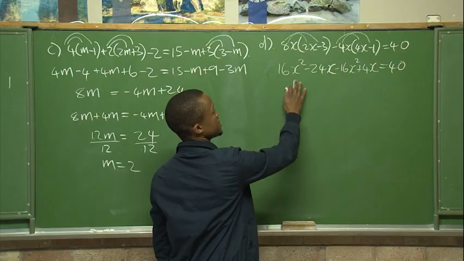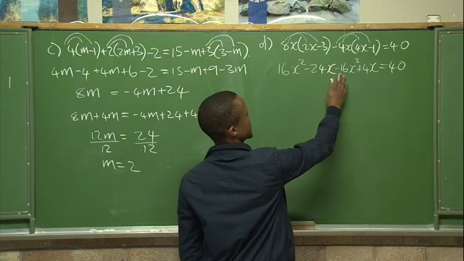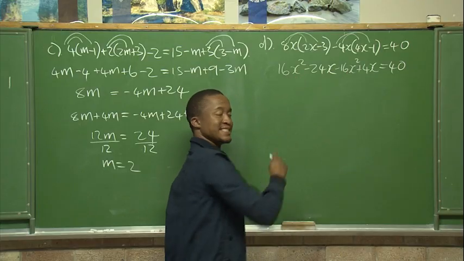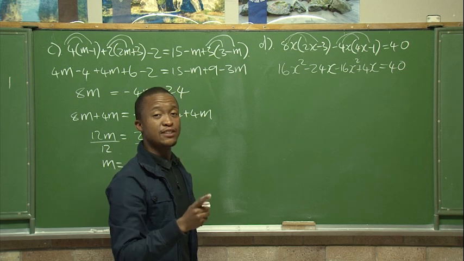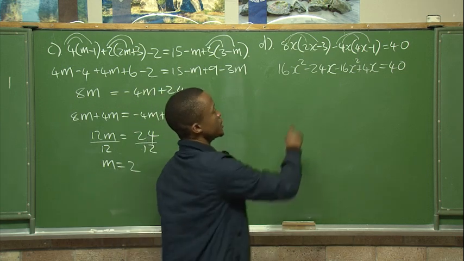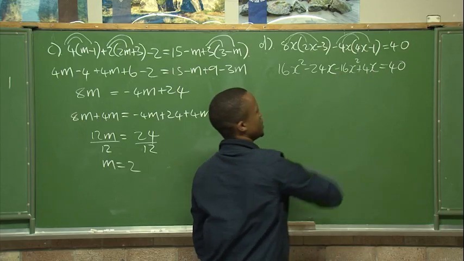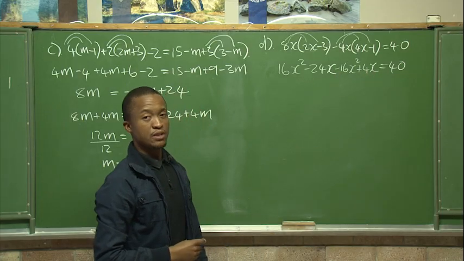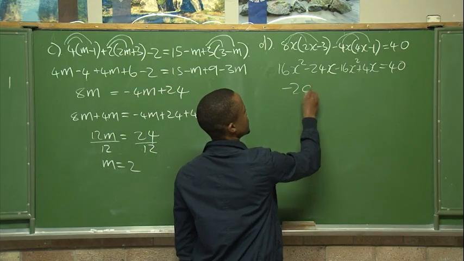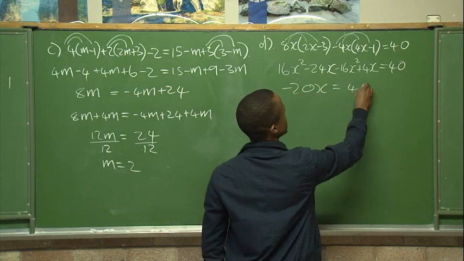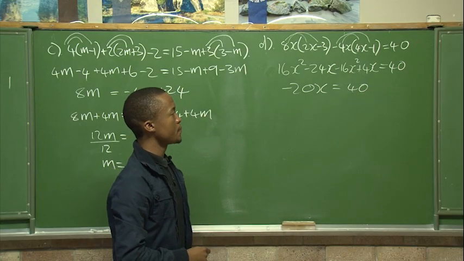So notice that 16x squared and negative 16x squared are like terms, and because negative 16x squared is the additive inverse of positive 16x squared, the two when added will give us 0. Then let's look at negative 24x plus 4x. Well, negative 24x plus 4x will give us negative 20x. So on the left hand side we'll have negative 20x. On the right hand side we still have 40 as our term.